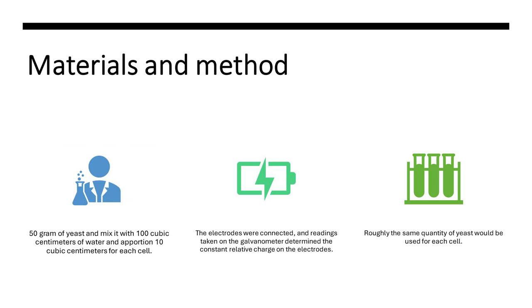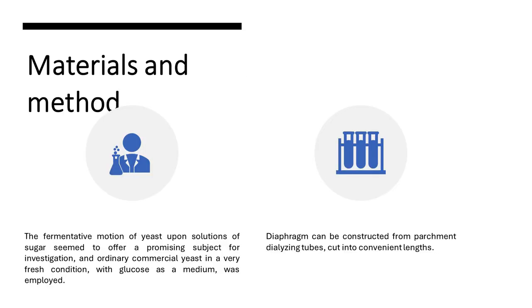The fermentative action of yeast upon solutions of sugar seemed to offer a promising subject for investigation, and ordinary commercial yeast in a very fresh condition, with glucose as a medium, was employed. Diaphragms can be constructed from parchment dialyzing tubes, cut into convenient lengths. It was convenient to take 50 grams of yeast and mix it with 100 cubic centimeters of water and apportion 10 cubic centimeters for each cell. The electrodes were connected, and readings taken on the galvanometer determined the constant relative charge on the electrodes. By this method, roughly the same quantity of yeast would be used for each cell, and the results of the experiments would be comparable to one another.